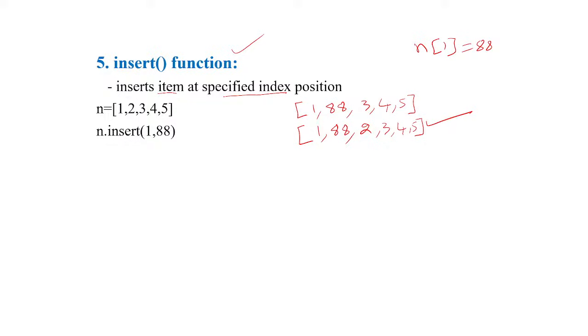So when you do this, the new list created looks like this. 2 will be overwritten here by 88, so 2 is gone. But when you use the insert function, all elements remain as they are and the new element will be inserted at the specified position. That is the difference. When you print n, it looks like this.